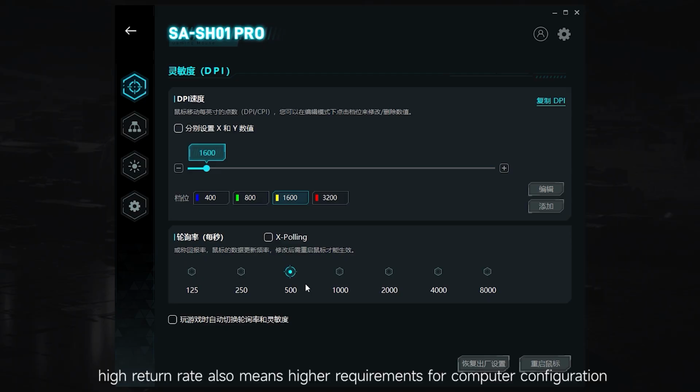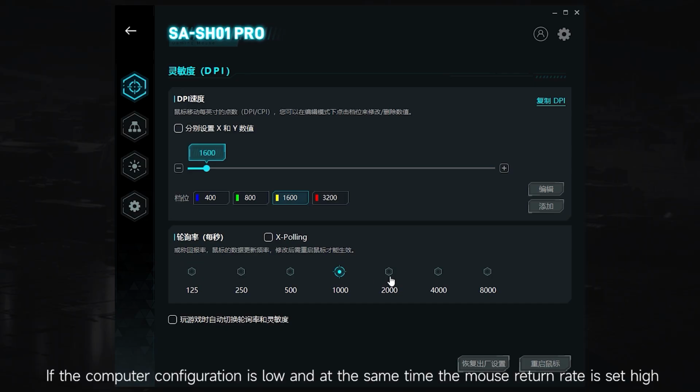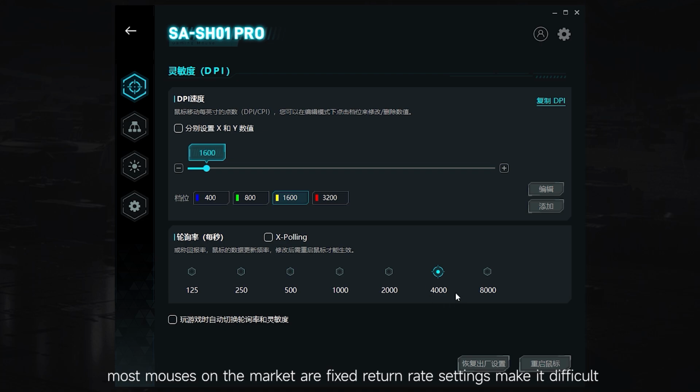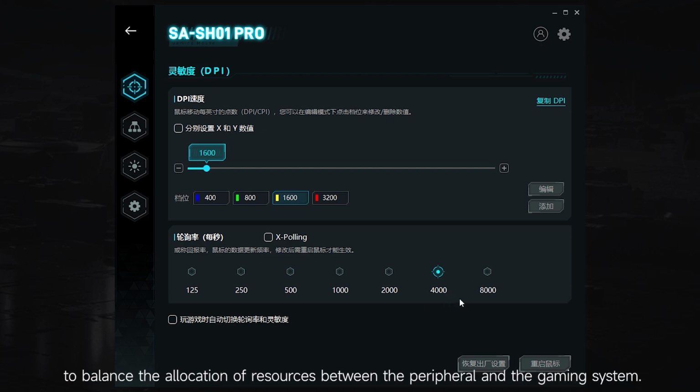However, a high return rate also means higher requirements for computer configuration. If the computer configuration is low and at the same time the mouse return rate is set high, it will cause the mouse to drop frames. Because a high return rate will put a certain burden on the CPU, many gamers have encountered such an awkward situation. The computer configuration is not enough to support a high return rate, but they want to realize precise positioning in the game. At this time, most mice on the market have fixed return rate settings, which makes it difficult to balance the allocation of resources between the peripheral and the gaming system.